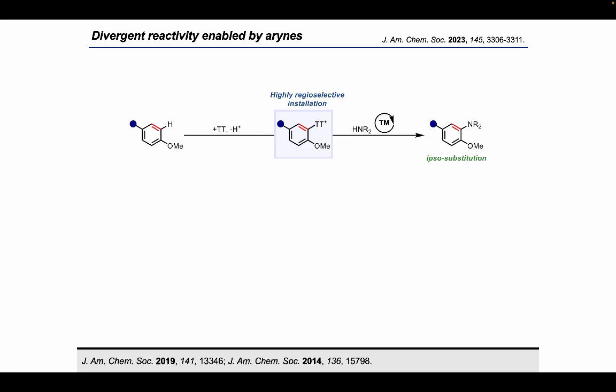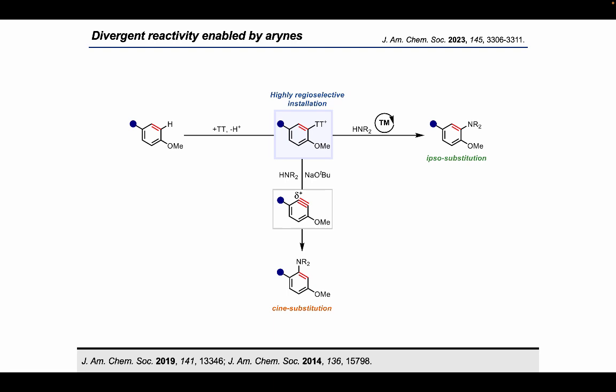Aryl thianthrenium salts have garnered much attention in the recent literature for their ability to be employed as diverse synthetic handles for a variety of organic transformations, specifically forming bonds on the arene ipso to thianthrenium. The ability of aryl thianthrenium salts to generate arynes enables a complementary reactivity pathway to the metal-catalyzed cross-couplings often used with these salts. Since ring substituents like halides and ethers influence the site of nucleophilic attack on arynes, strategic installation of thianthrenium can allow for highly regioselective aryne substitution with nitrogen nucleophiles.